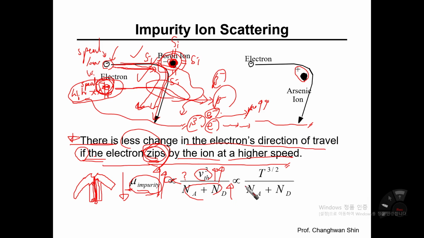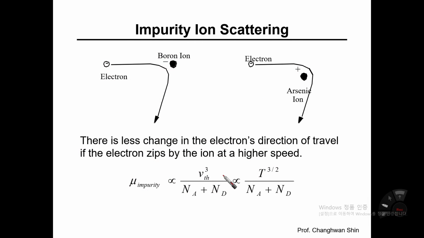Now let's replace this term with the temperature. In the previous slide, the thermal velocity is proportional to the square root of temperature T. So plug this equation in here, and you're going to end up with this. And now let's take a look at the terms here and there. Mu, the mobility by ionized impurity scattering, is proportional to what?